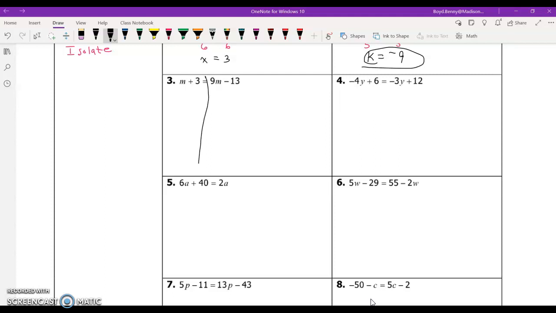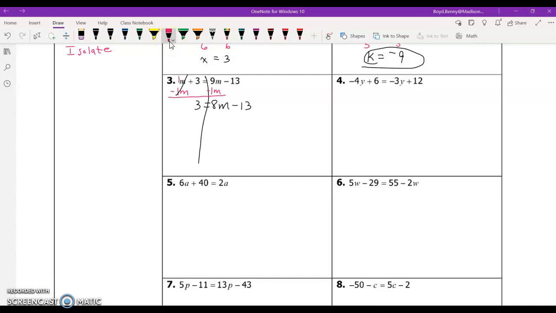Number 3. All right, number 3, let's see here. m plus 3 equals 9m minus 19. Okay, let's review now. If there's no number in front of that, it's a 1m. So I see I got 1m on the left, a 9m on the right, so I'm going to actually subtract 1m from both sides, so that I just have m's on one side of the equal sign. So 1m minus 1m, that's 0. So I got 3 equals 9 minus 1 would be 8m minus 13.